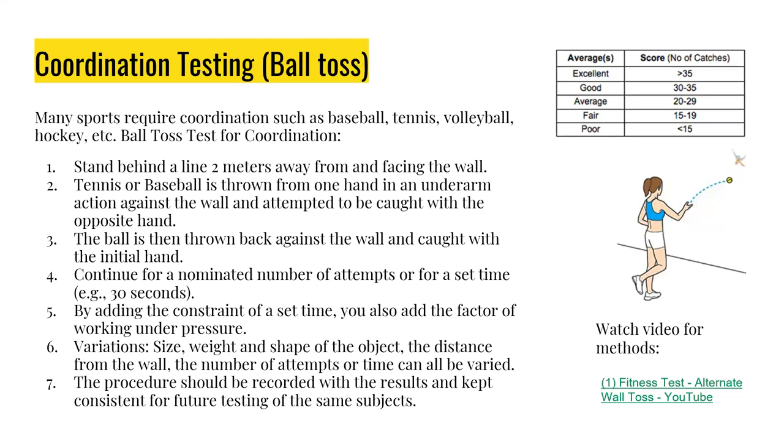For coordination testing, the ball toss test, you're going to be standing behind a line 2 meters away from and facing the wall. With a tennis ball, you're going to throw it from one hand to the wall and then catch it with your left hand. You're going to continue this pattern of throwing the tennis ball with the right hand into the wall, catching it with the left, then throwing with the left, catching it with the right, and so on back and forth, alternating.